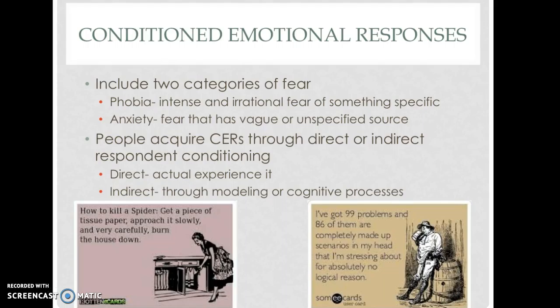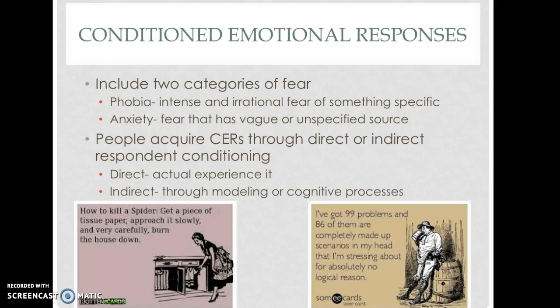These conditioned emotional responses include two categories of fear: phobias and anxieties. Phobias could include something like an irrational fear of spiders or the number 13. Anxieties are fears that have a vague or unspecified source, like public speaking or being in large groups.